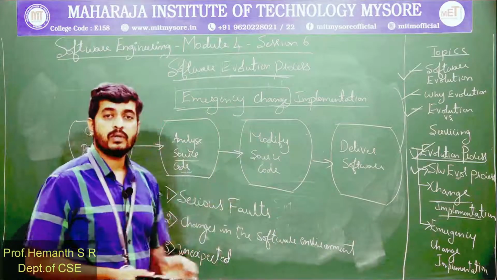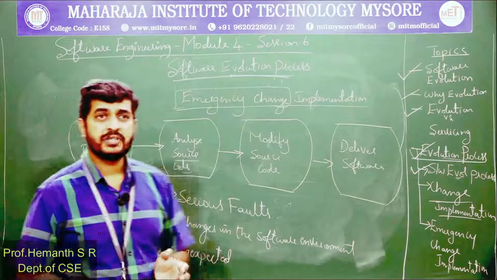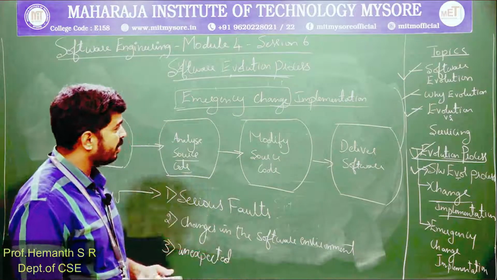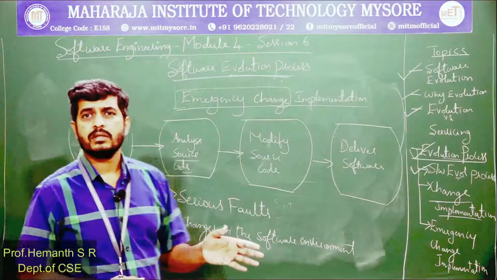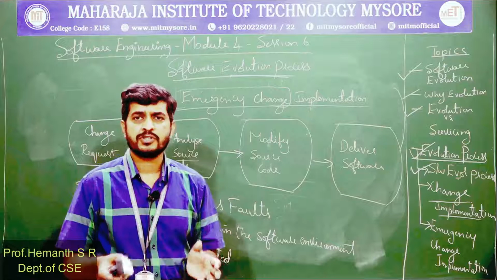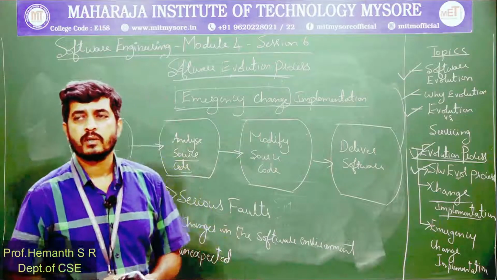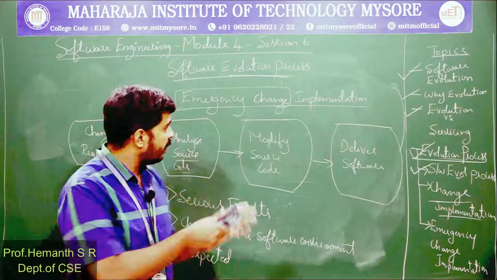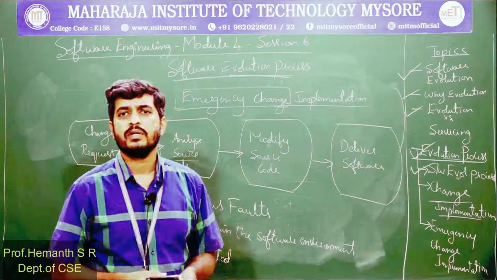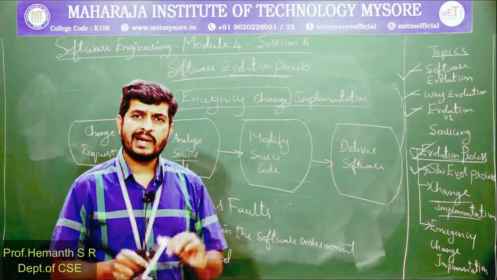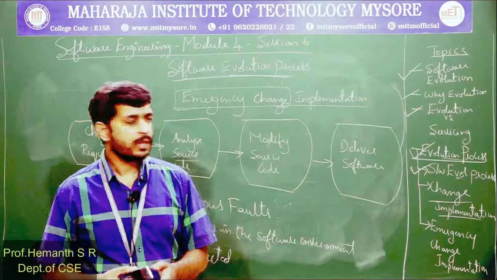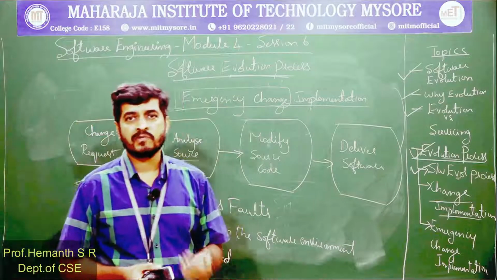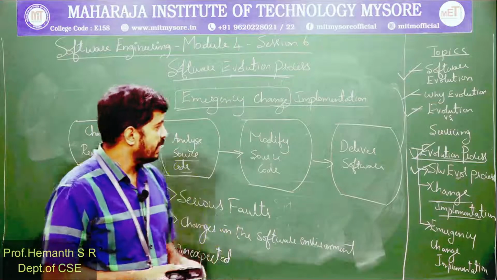So with this, we will conclude session 6. In the next session, we will take up program evolution dynamics, where we will try to understand a few suggestions, a few guidelines for software evolution proposed in the form of laws. Based on the experiences of developers who were involved in software design and evolution, they have proposed a few guidelines in the form of laws. So we will take that up in session 7 under program evolution dynamics. So thank you.